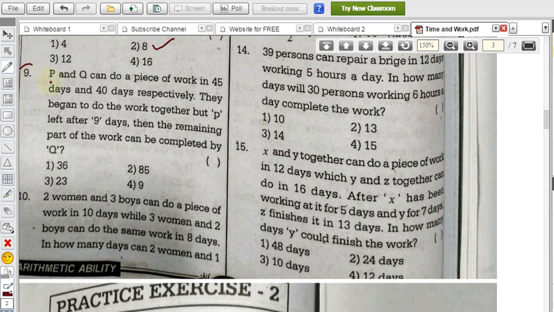Similarly, one more question, 9th. P and Q can do a piece of work in 45 days and 40 days respectively. P 45, Q 40. They began to do the work together, but P left after 9 days. So after 9 days, P left. Then the remaining part of the work can be completed by Q. Okay, first I'll write the data, then I'll show a shortcut method for this.